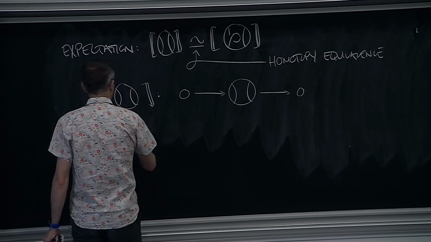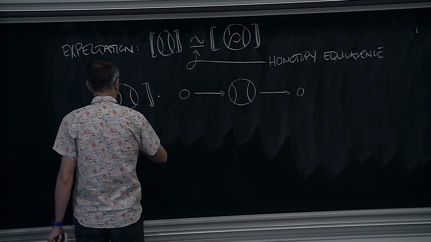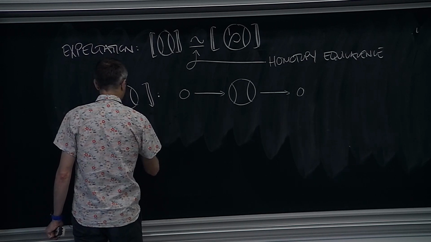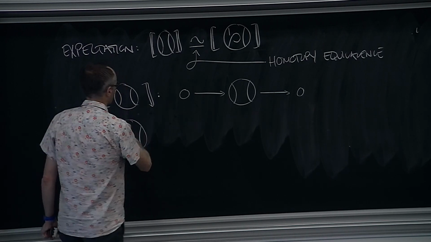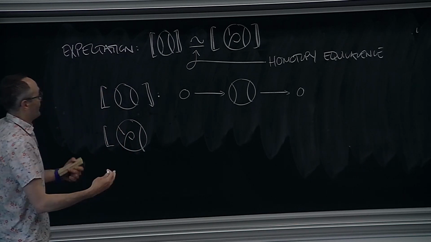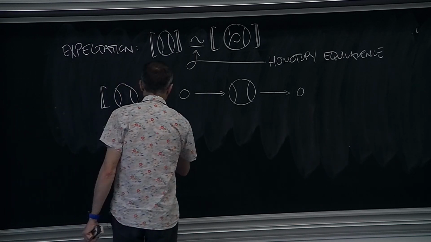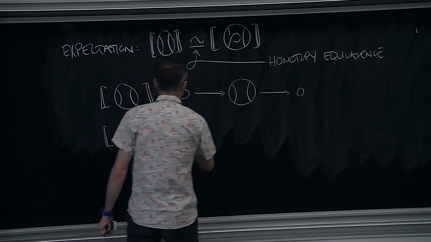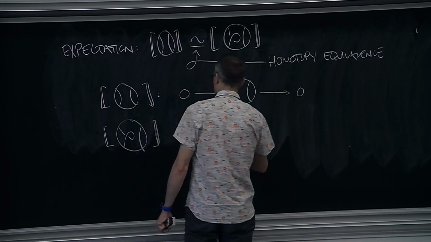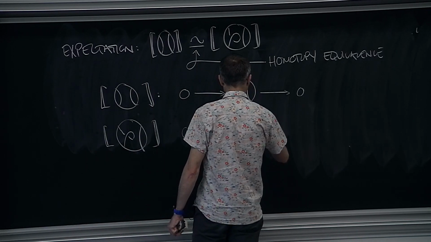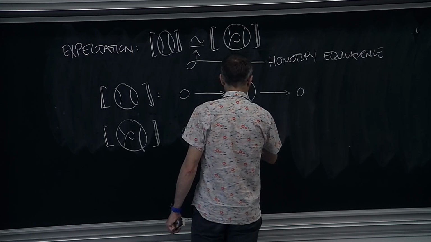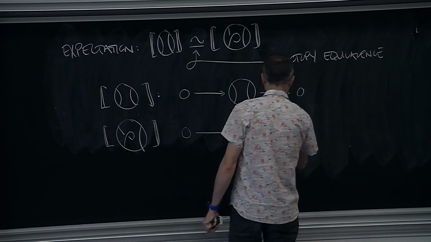Now, this object with the single kink, well, I have to apply a Reidemeister 1 move here. So this is going to have more than one term in it. And the first resolution is this.